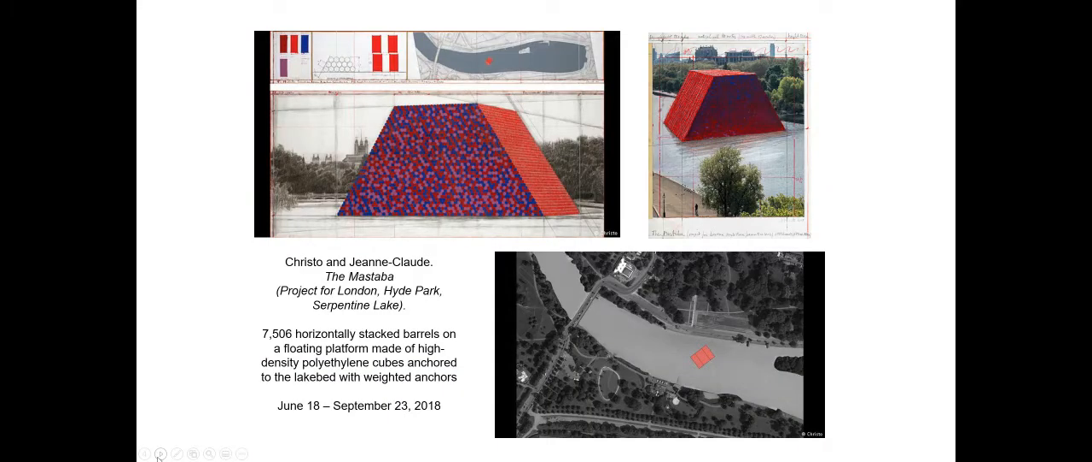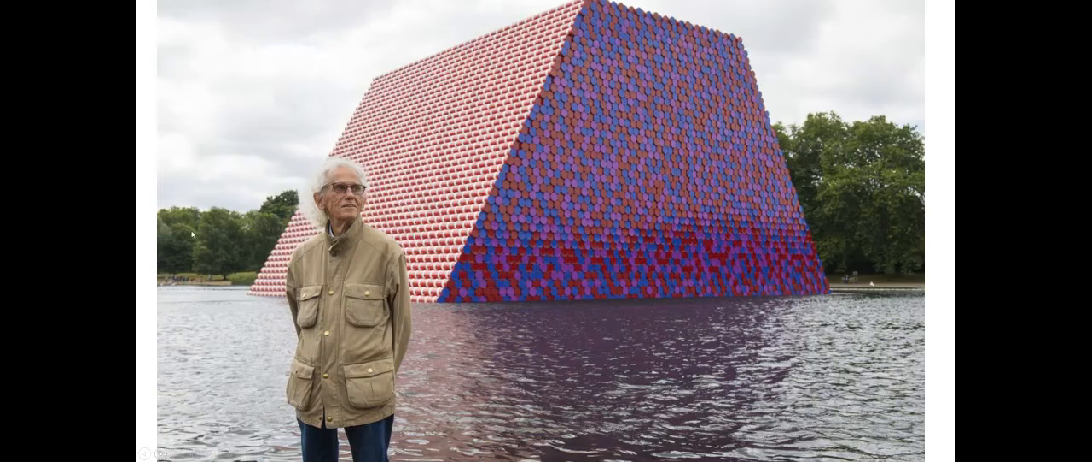He also had a project recently in London in 2018, installing this enormous floating work of art, only up for a few weeks and then taken down. As you can see, Christo was getting on in years. Jean-Claude had passed away, and he's made it his mission to kind of finish up their last projects.